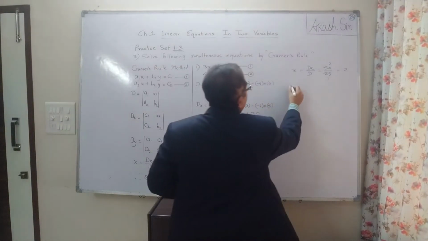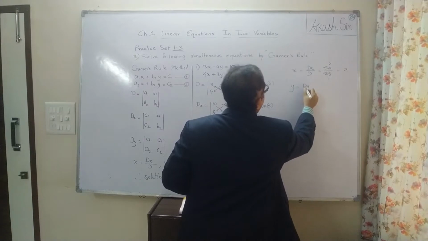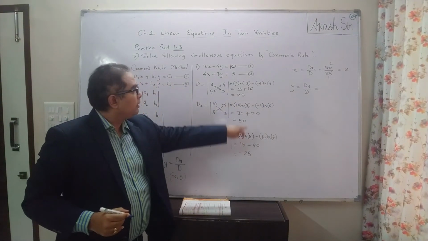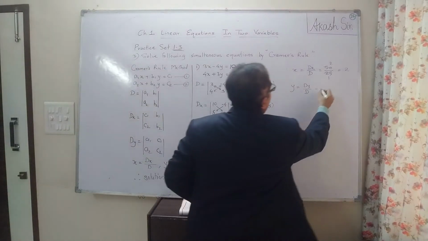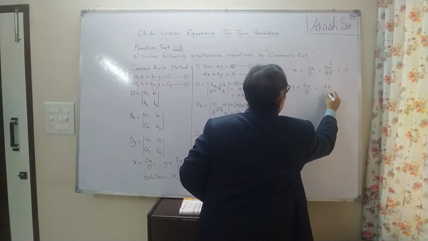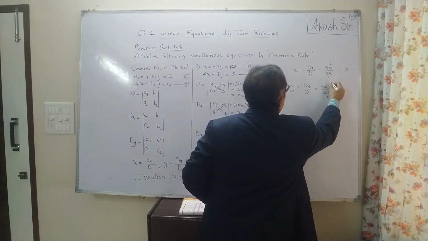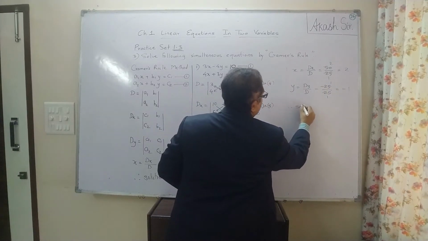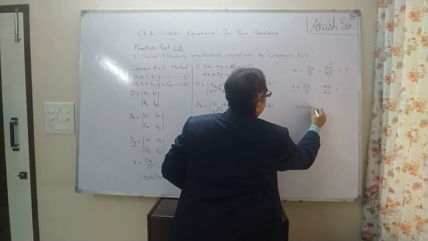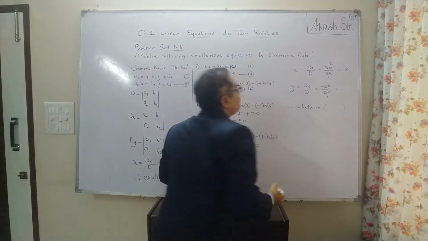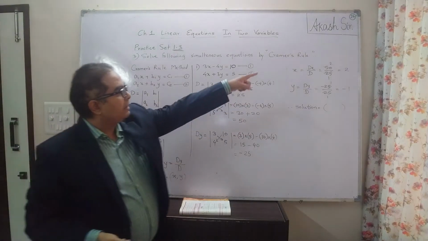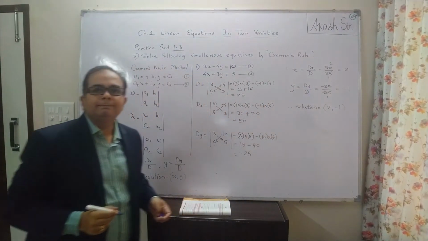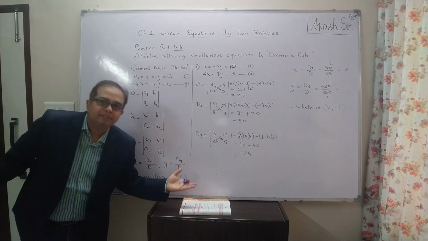Now y is equal to Dy upon D. Dy is minus 25 upon D is 25. So minus 25 upon 25. 25 1s are 25. So the answer is minus 1. So our solution, how should we write the solution? First x and then y. That is 2 comma minus 1 is our answer. Understood this example?